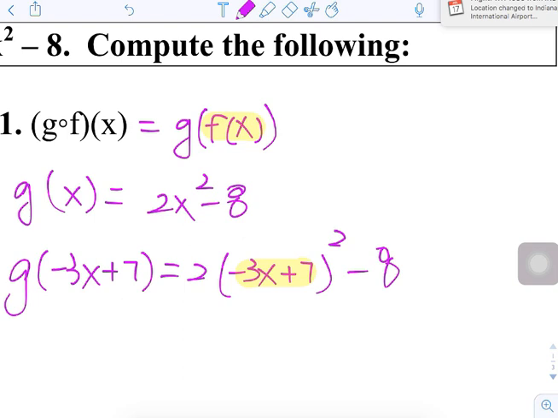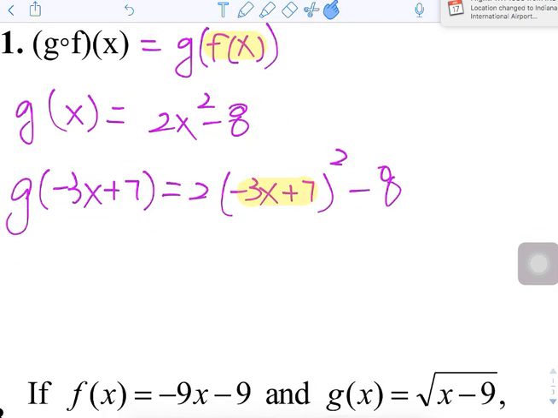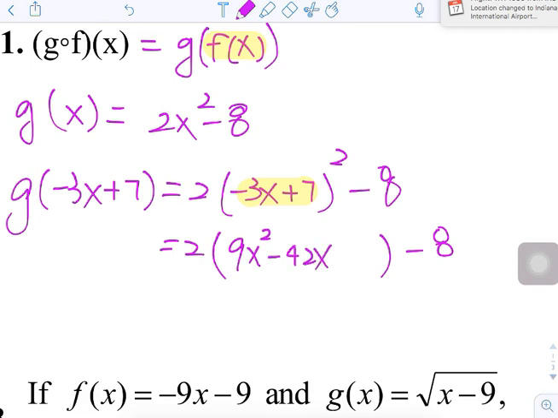Now again, since it's a square, I'm going to use the formula that I remember. I'm going to leave the 2 outside just for now, because I'm going to multiply the inside. I'm going to do the square of the inside, which would be a squared, which is 9x squared, minus 2ab, which would be 3 times 7 times 2, which would be negative 42x. And then 7 squared, which would be 49. So that's what I have.